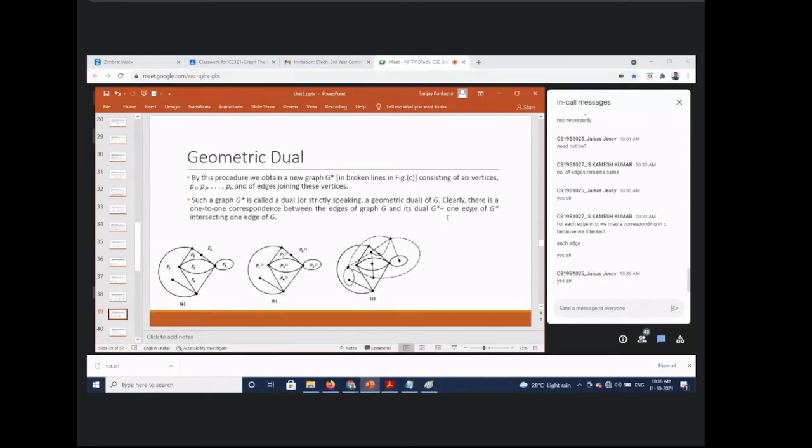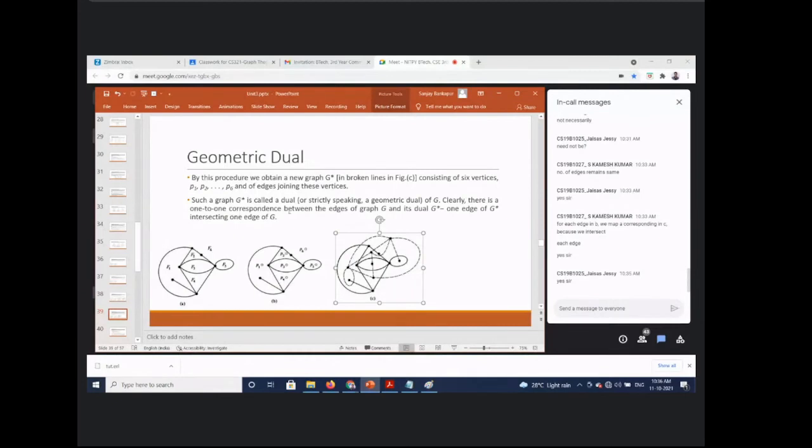If we see this graph, following the procedure, we get a new graph G star, which is a dotted line consisting of 6 vertices and edges joining these vertices. Such a graph G star is called a dual, or geometric dual, or strictly speaking, a geometric dual. Why not just dual? It becomes abstract. We want a geometric dual, which can be represented or embedded in a plane.